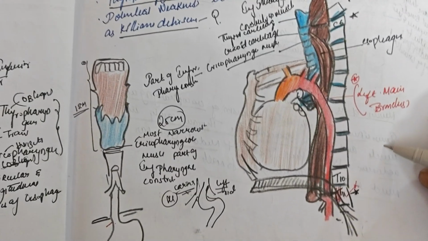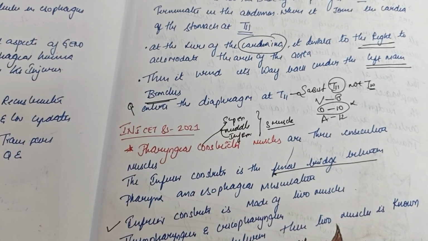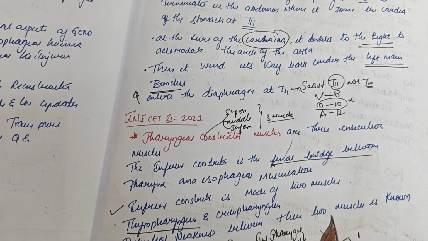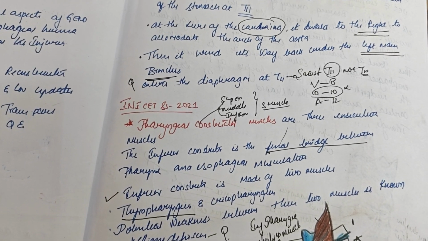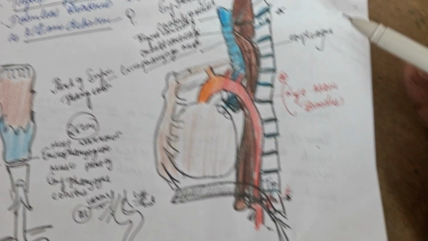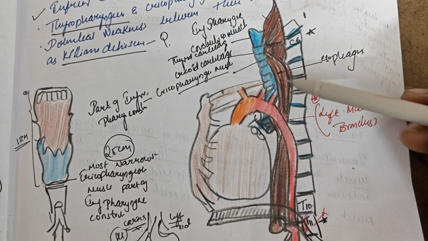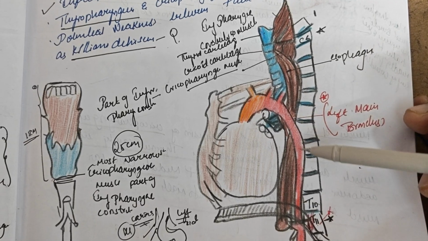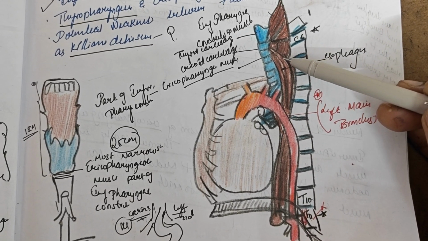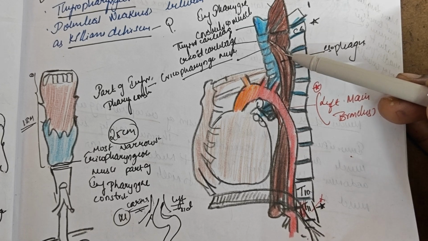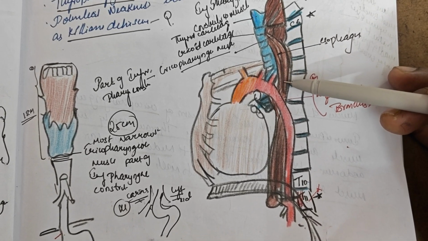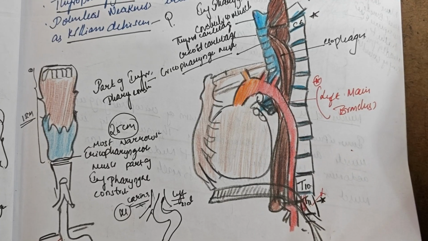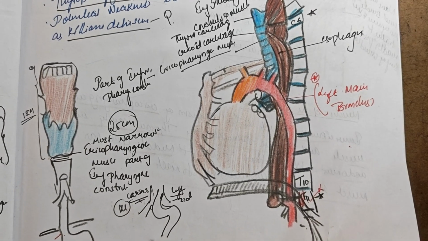Now the second point written here is that at the level of the carina, it deviates to the right and accommodates the arch of aorta. So what is it trying to tell us? If you look at this, this is the esophagus, this is the trachea, this is the bifurcation of the trachea, and this is the aorta. Now the esophagus, when it moves down, remember that the esophagus is present on the left side.